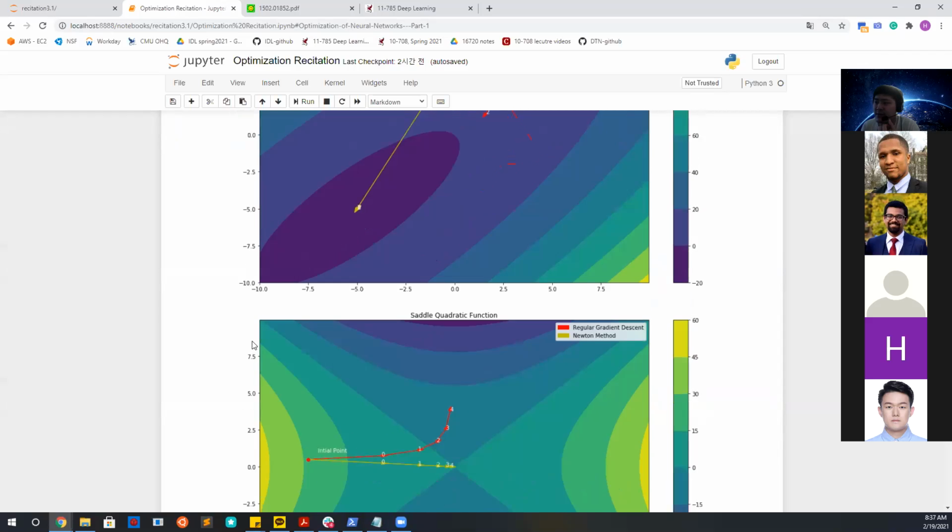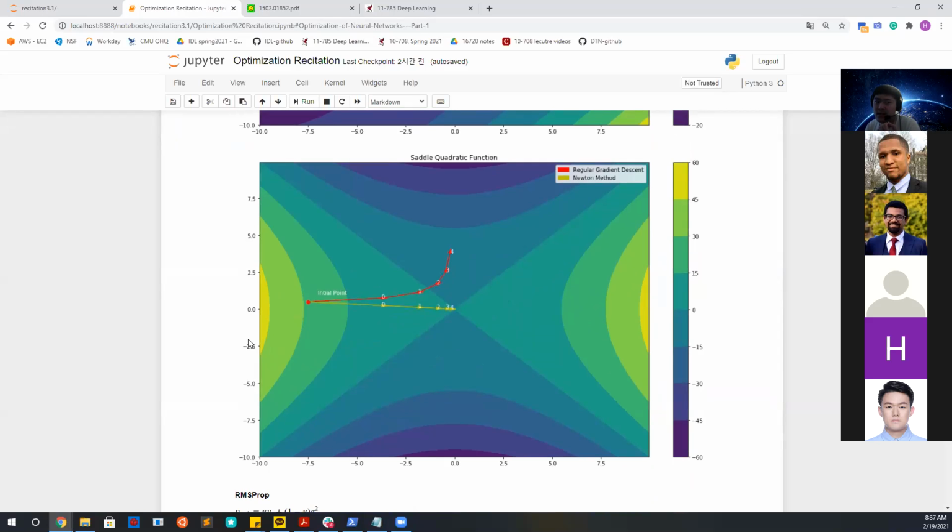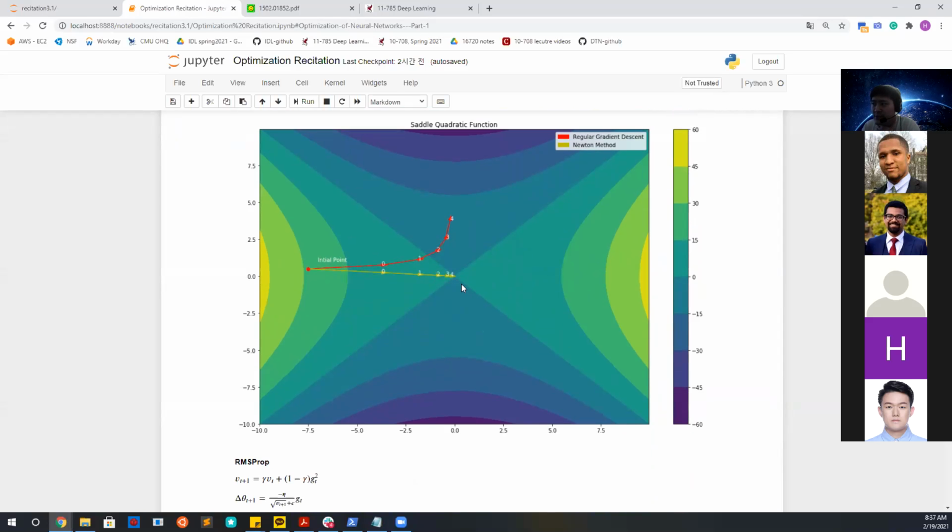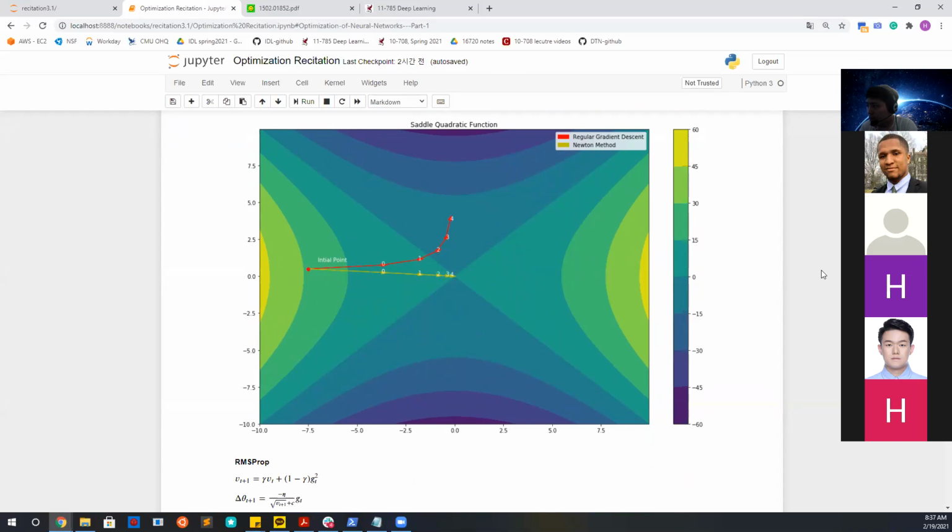Also, Newton's method gets more attracted to saddle points because it's using the Hessian, the second order approximation. Here it's the same setting where there's a saddle point in the middle, and the top and the bottom are minimum points. You can see that regular gradient descent performs well, but Newton's method actually gets stuck and is more attracted to the saddle point.